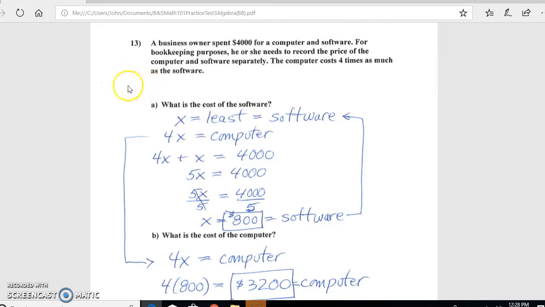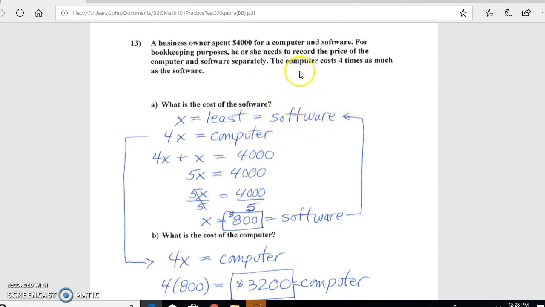So to solve a problem like this, we want to make X whatever is least in the problem. And we are told that the computer costs 4 times as much as the software. So the computer is more expensive, the software is the least expensive. So we'll make X equal to the cost of the software.